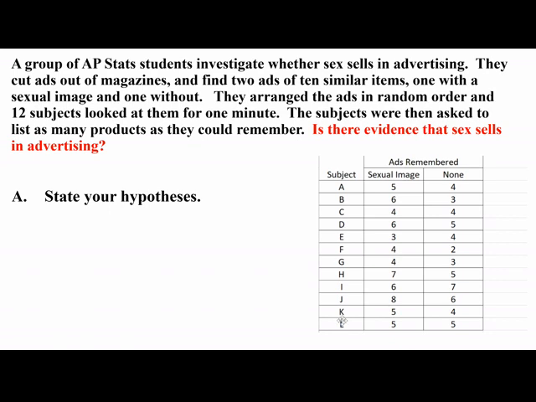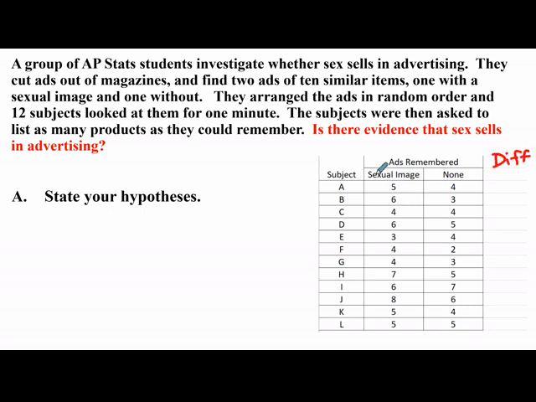So they've got their 12 subjects over here. And this is how many ads each subject remembers out of 10. So this would be 5 out of 10 had a sexual image that this person remembered, and this is only 4 out of 10 that did not have a sexual image inside the advertising. So the problem is that we don't have two samples that are independent because it's the same person measured twice. So the workaround on this is going to be looking at the difference between the samples.